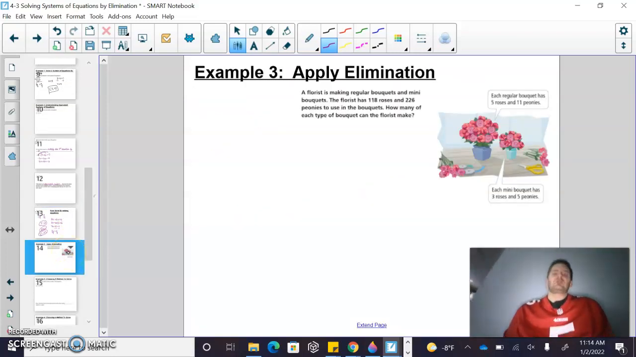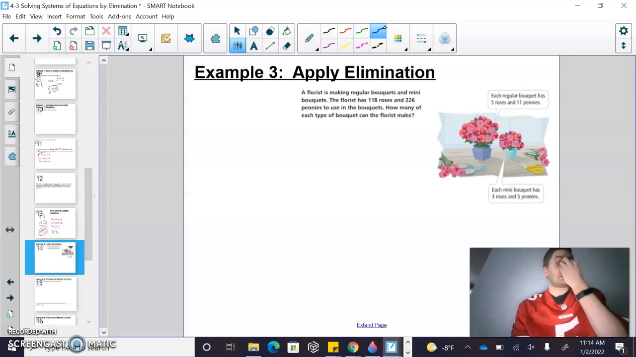Now this one right here, we're going to apply elimination. This one's talking about a florist making regular bouquets and mini bouquets. The florist has 118 roses and 226 peonies to use in the bouquets. How many of each type of bouquet can the florist make? So we know that in a regular bouquet, she can use 5 roses.